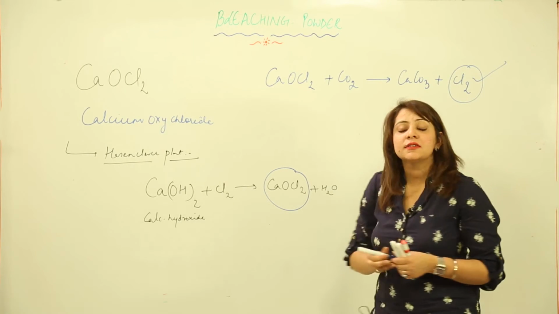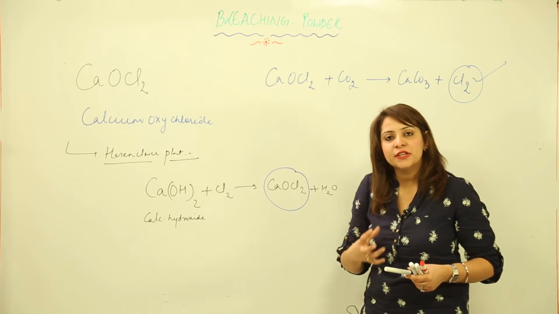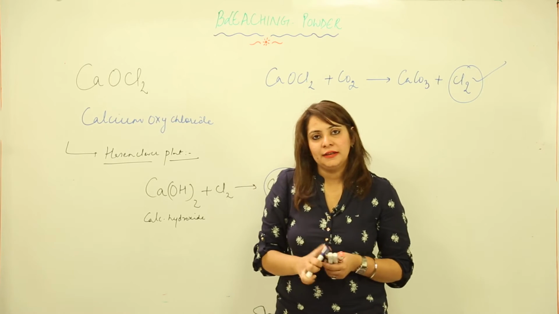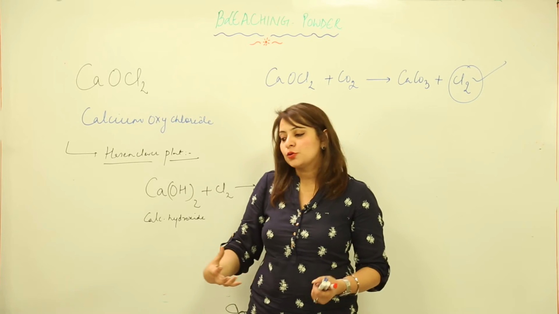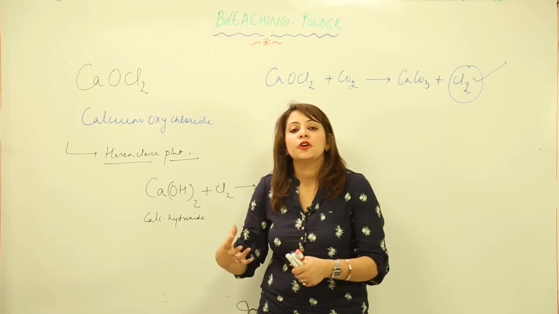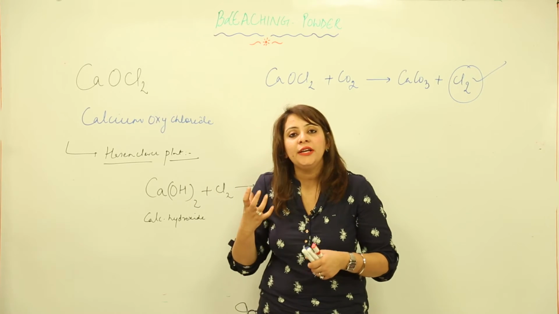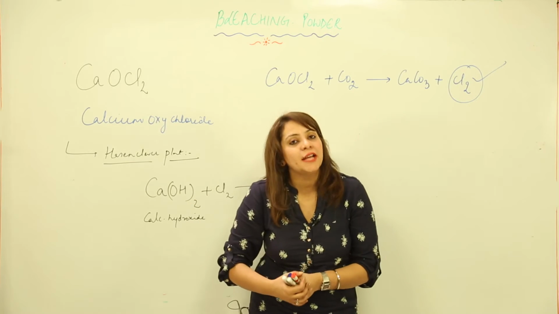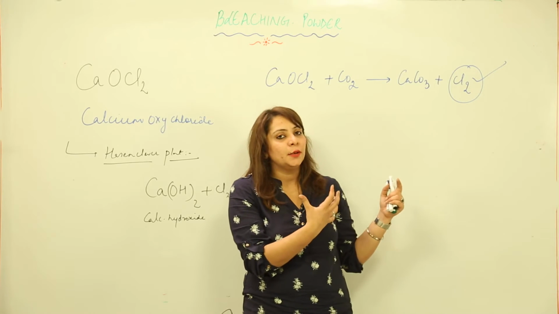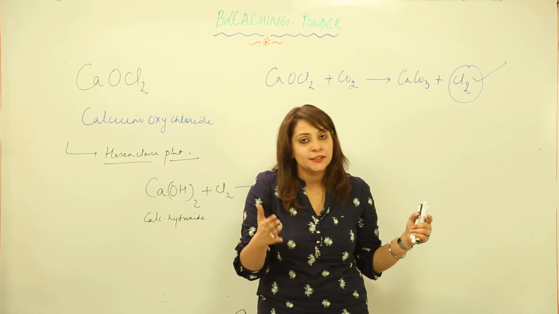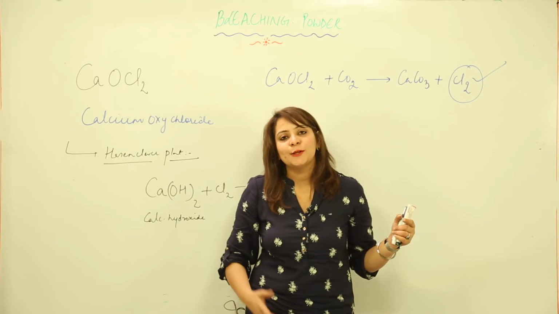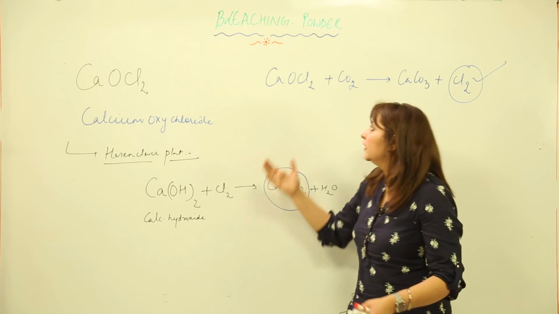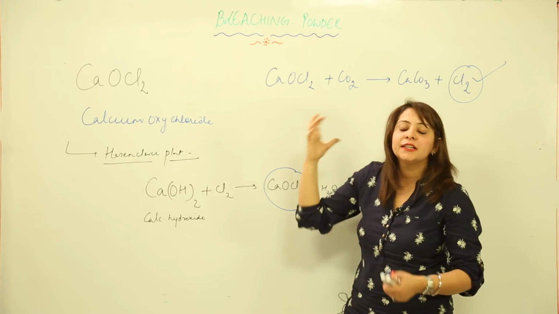And due to the release of this gas, chlorine, it gives the strong smell of chlorine. So you get a question like this, that when you keep the bleaching powder in air, you can smell the chlorine gas. This is because when we keep the bleaching powder in air, it reacts with the carbon dioxide present in air, and this kind of reaction takes place and it leads to the evolution of chlorine gas. So obviously the chlorine gas is liberated, so that is why it gives the strong smell of chlorine.